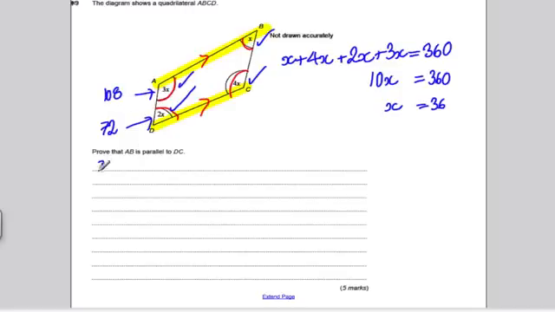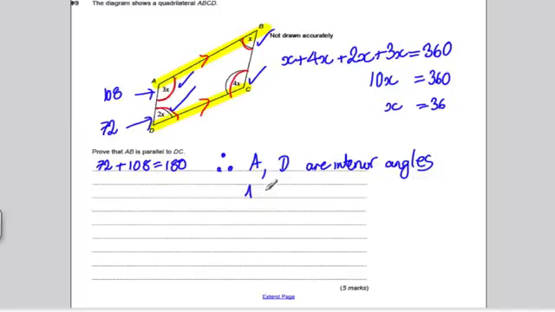Okay, then I would simply say 72 plus 108 equals 180. Therefore, I would just call angle A and D interior angles, and then I would say therefore AB is parallel to CD as required, or DC as required, and you're done.